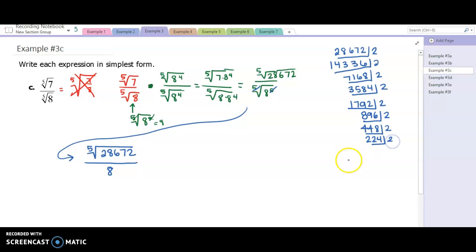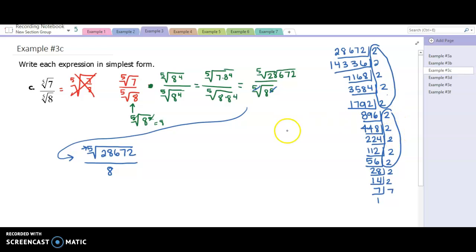2 goes into that. 112. 2 goes into 112, 56. 2 goes into 56, 28 times. 2 goes into that 14 times, 2, 7, 7's prime, 1, we're done. That was a lot. Okay, so we want groups of 5, right? So 1, 2, 3, 4, 5. And do we have another 5? 1, 2, 3, 4, 5. We do. Awesome.